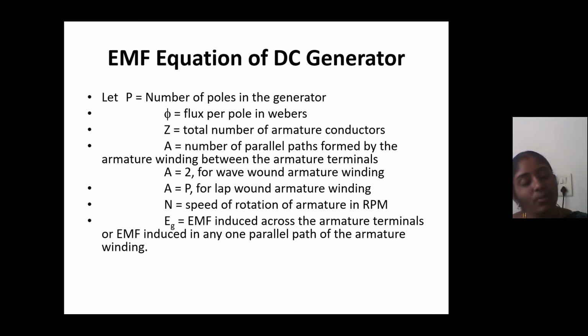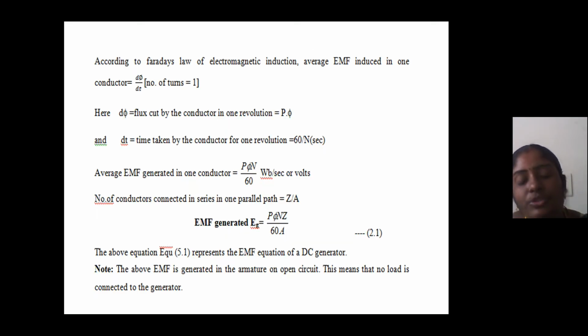If the wave wound armature winding is placed, then the number of parallel paths is equal to 2. If the lap wound armature winding is placed, then the number of parallel paths is equal to the number of poles. N is the speed of rotation of the armature, mentioned in revolutions per minute. Eg is the induced EMF across the armature terminals. So this is the equation which helps to understand the generated EMF of the DC generator.